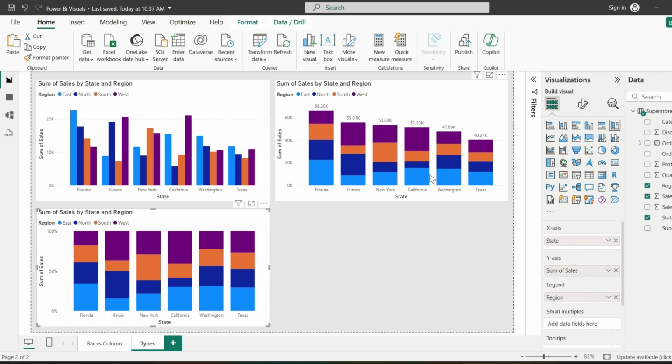And at last, let me give you one powerful tip. Always sort your bar or column chart. Unsorted charts look confusing and reduce clarity. Sorting instantly improves readability and professionalism.